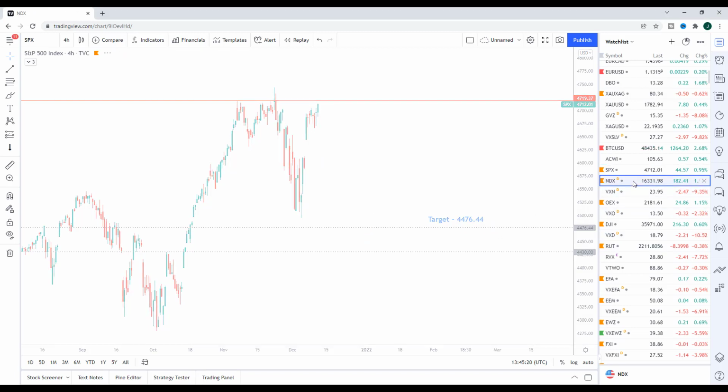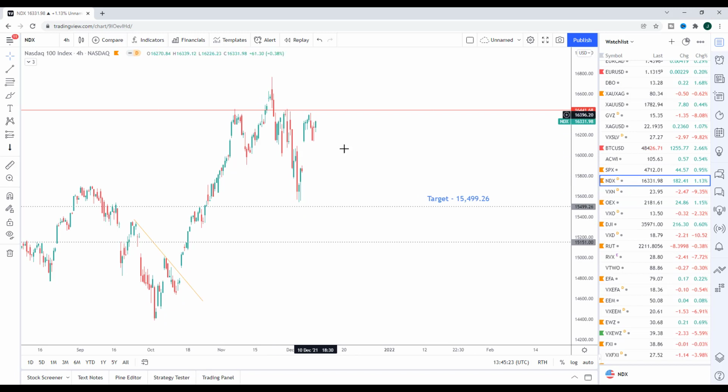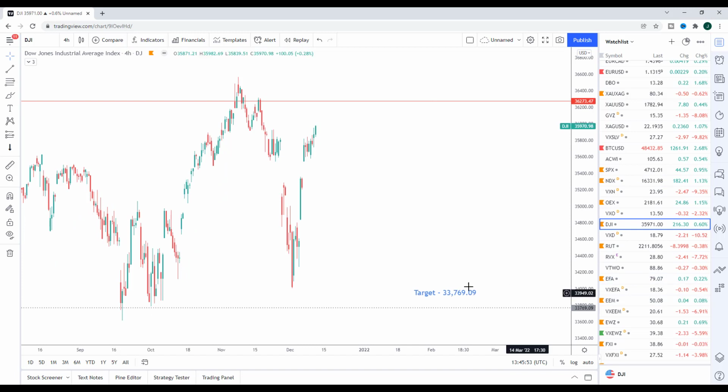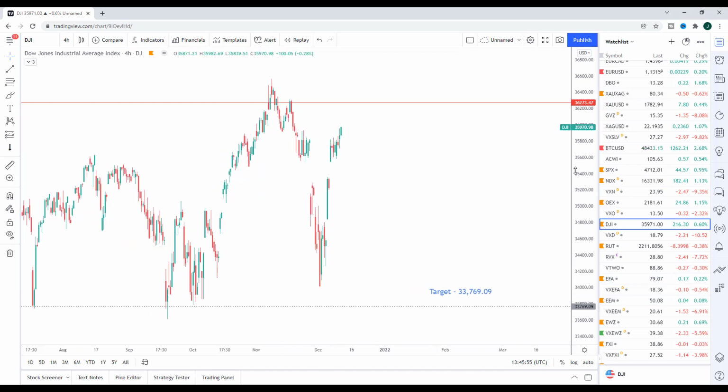In the Nasdaq, we have exactly the same setup. Price has bounced, although it's still technically bearish. If the Fed comes out and strikes a hawkish tone, I would be looking for further declines down to the 15499.26. In the Dow Jones, you can see we had a big bounce to the upside last week, but again, this failed to reverse the technicals.